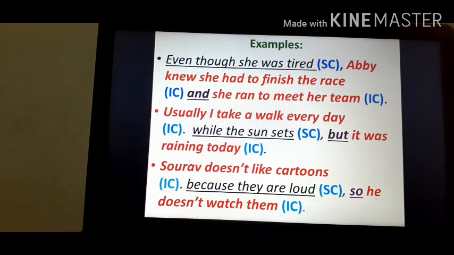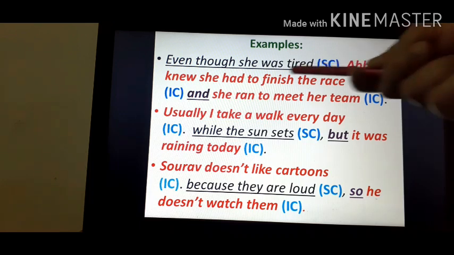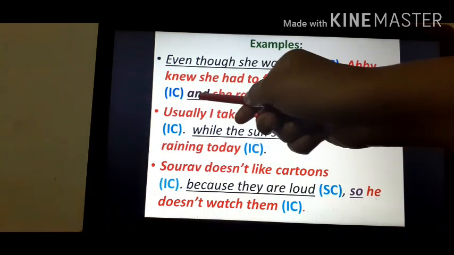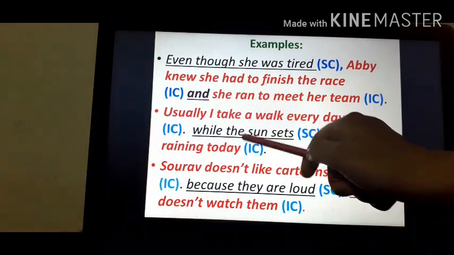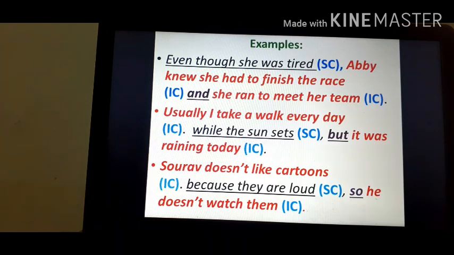Examples. Even though she was tired... As I have said, it will have two independent clauses with a subordinate clause, and they will be joined by either coordinating conjunctions or subordinating conjunctions. Even though she was tired, Abby knew she had to finish the race and she ran to meet her team. Here, "even though she was tired" is a subordinate clause. "Abby knew she had to finish the race" is an independent clause. There is another independent clause, that is, "she ran to meet her team."